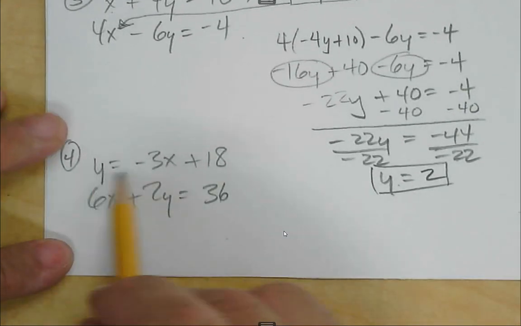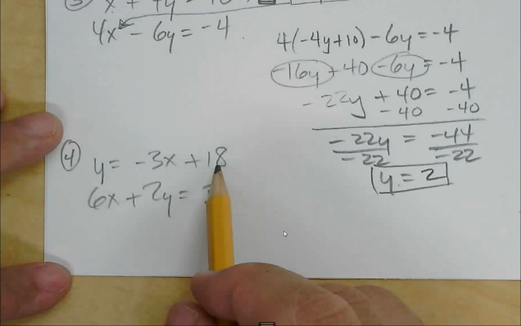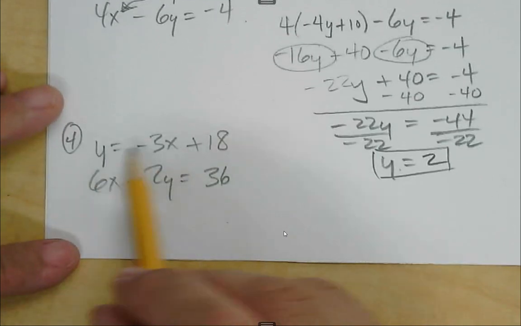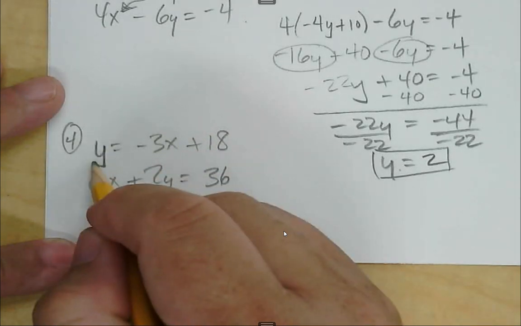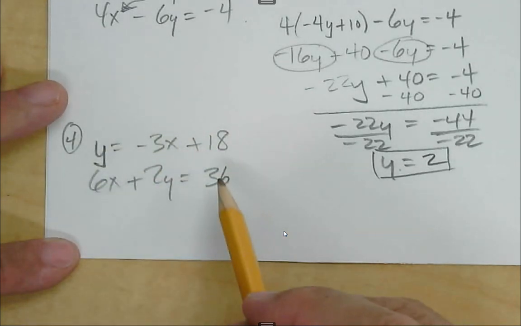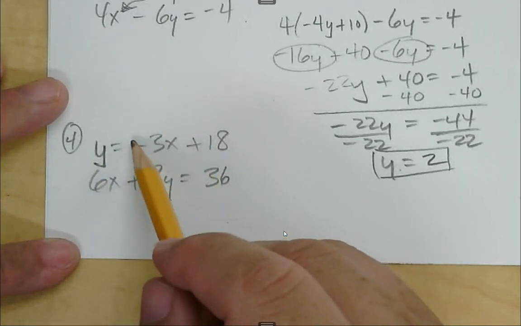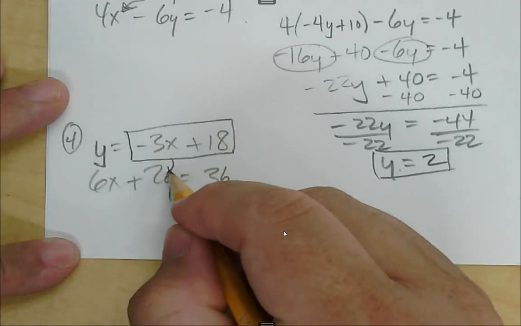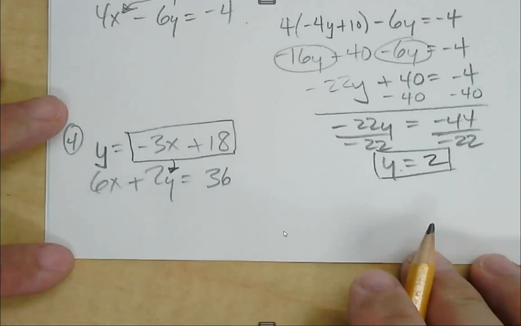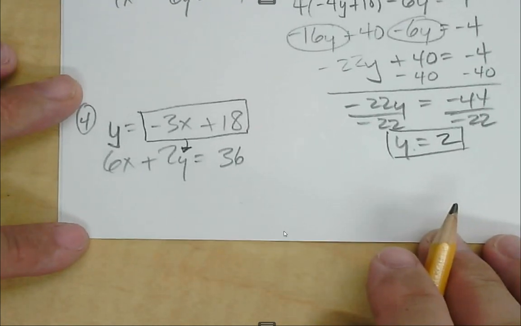But this one's already solved for y, so it'll be pretty easy to substitute that in. And again, this is kind of the ideal situation. If you've got at least one of them solved for a variable, then it's easy to substitute that in. So we could substitute this value for y in right here, okay? If we do that, you're going to see here, we're going to get a special case.